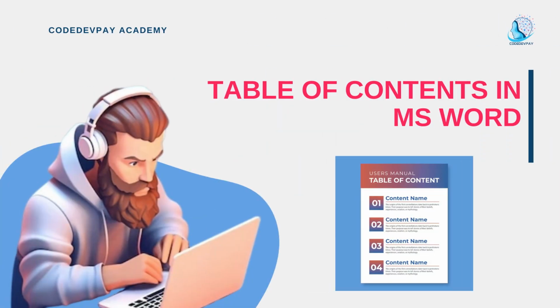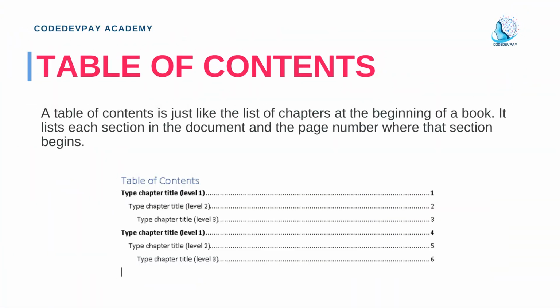Okay, let's move on to the table of contents, an absolute game changer for longer documents. A table of contents is just like the list of chapters at the beginning of a book. It lists each section in the document and the page number where that section begins. But here's the catch: it works best when you use Word's built-in heading styles.